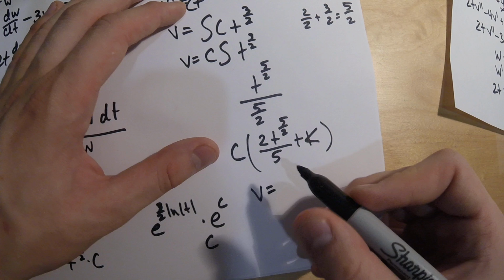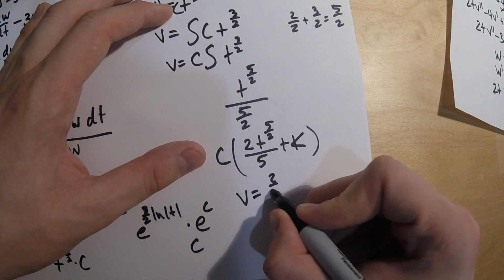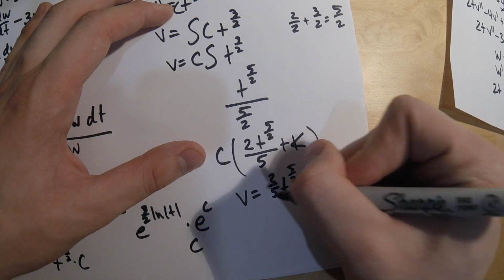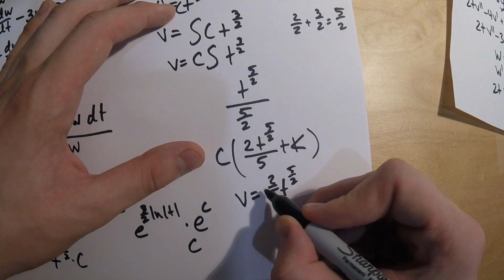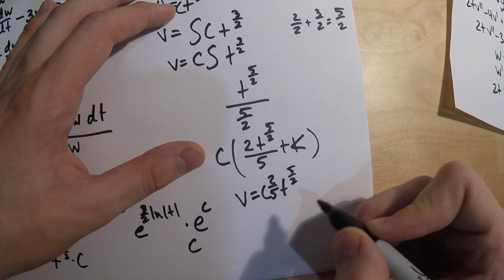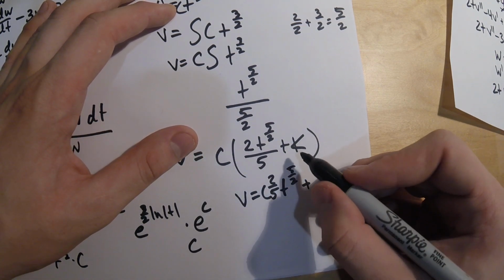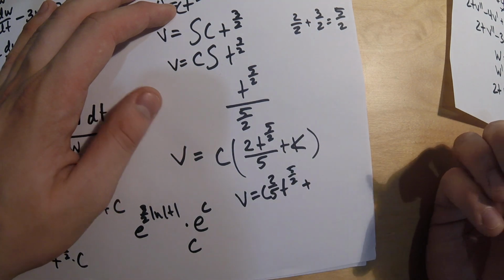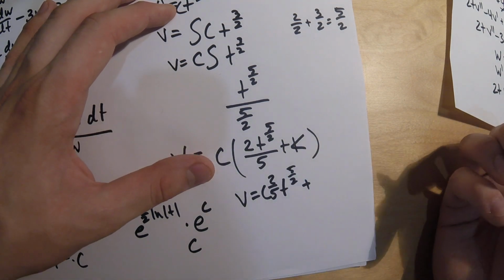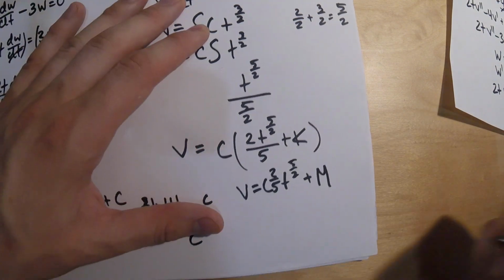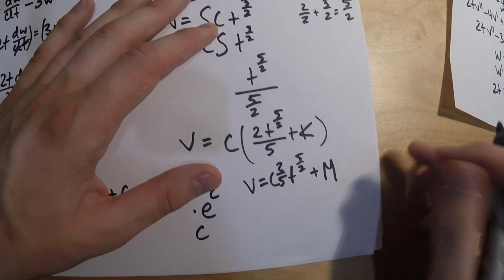So let's see, v equals 2/5 t to the 5 over 2 times c, plus c times k, which is just a constant times a constant. It's still going to be a constant. I'm going to call this constant m, okay, constant m. So we have our v.